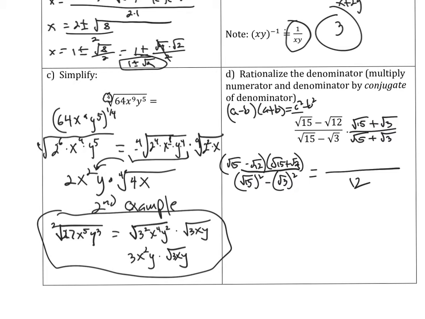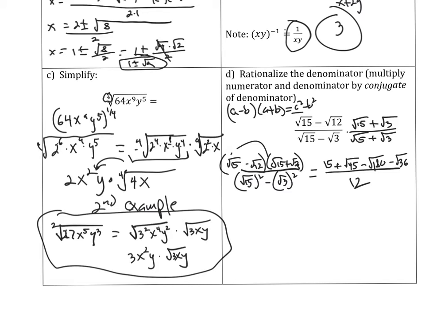So then when we do this, we're going to do the multiplication. We got root 15 times root 15 is 15. We have root 15 times root 3 is going to be plus root 45. We have minus root 12 times root 15, so we're going to have minus root 180. And then we're going to have minus root 12 times root 3, which is going to be minus root 36. Okay, we can do some simplifying here.